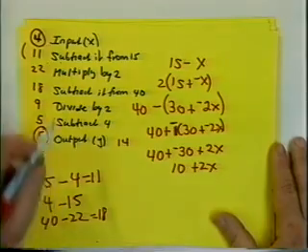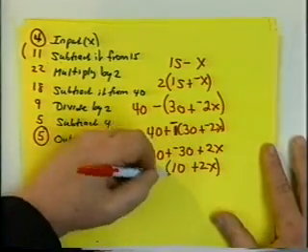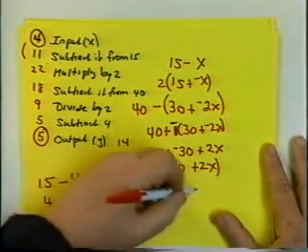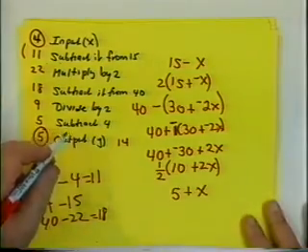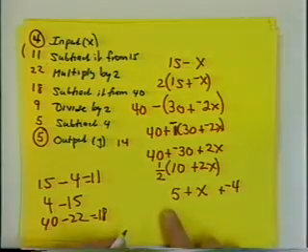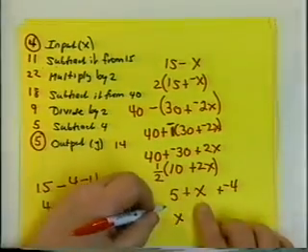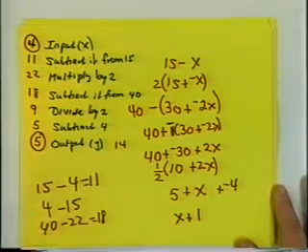Okay. Now the next step says what? Divide by 2. That means multiply by a half. A half of 10 is 5. A half times 2x is x. The next step says what? Subtract 4. But subtracting 4 is the same as adding negative 4. I can add in any order I want. So here's the x, and the 5 plus the negative 4 gives me positive 1.